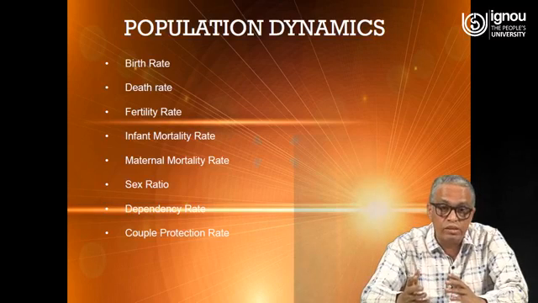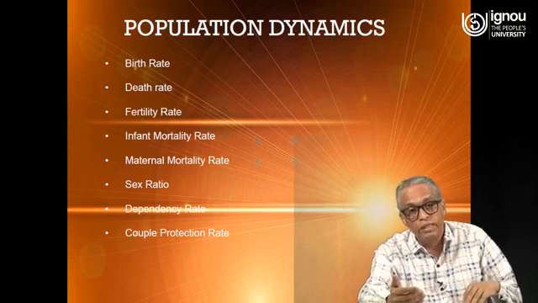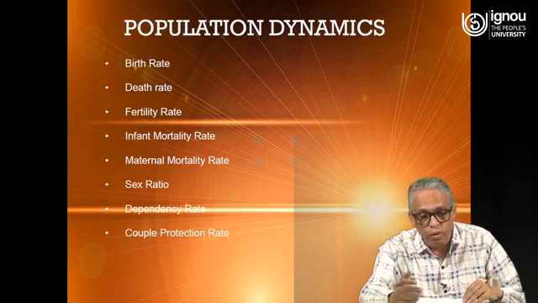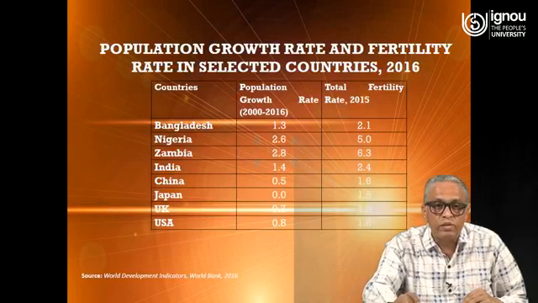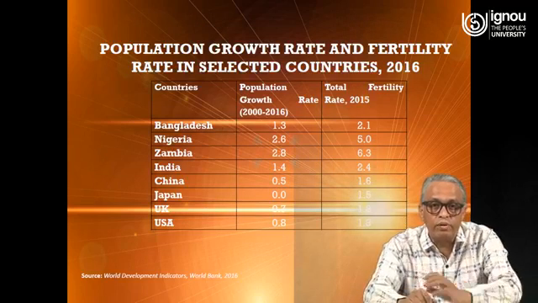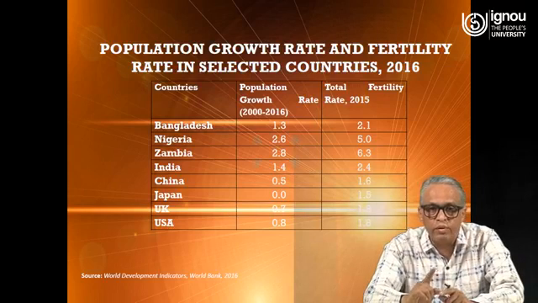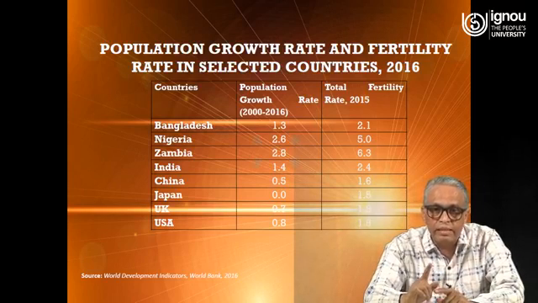These are the two concern states, bigger states, where we have to see how we can control the population fertility and promote the couple protection rate. So here I am giving an example. If you see the fertility rate, in the USA it is 1.3, in the UK it is 1.6, Japan it is 1.5, and India it is 2.4.